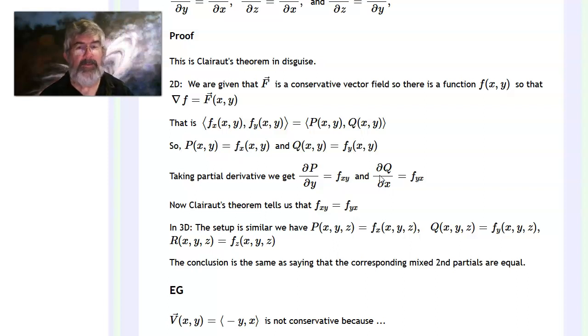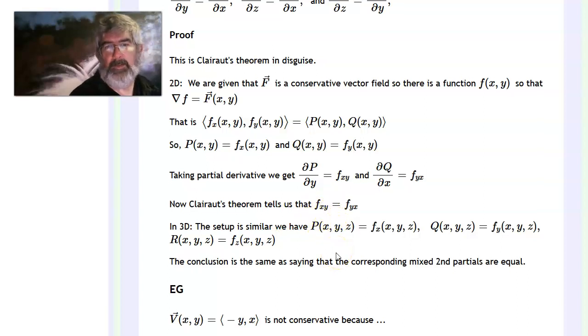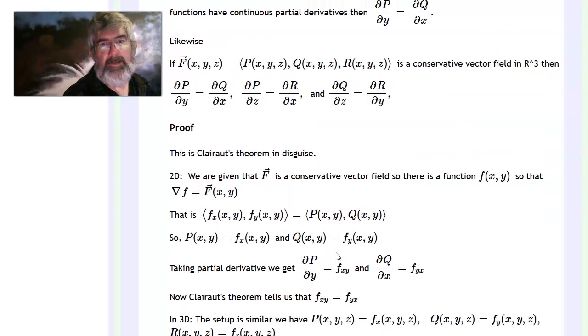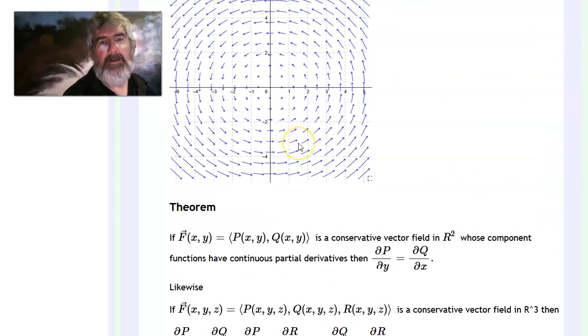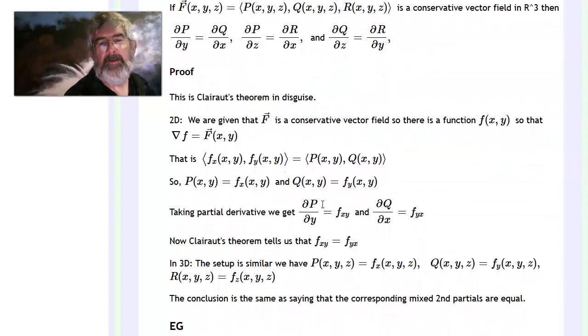Since we assumed that F was a conservative vector field with partial derivatives of its component functions that are continuous, then we have Clairaut's theorem applying, and we have the conclusion that we want. Okay. So how did I know that this vector field up here was not conservative? We'll take a look.